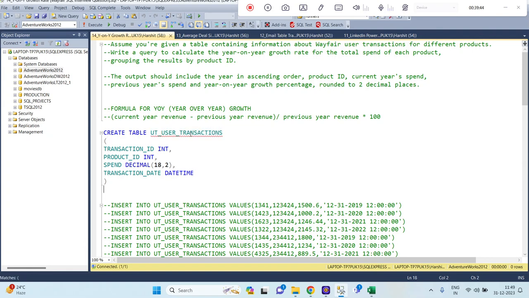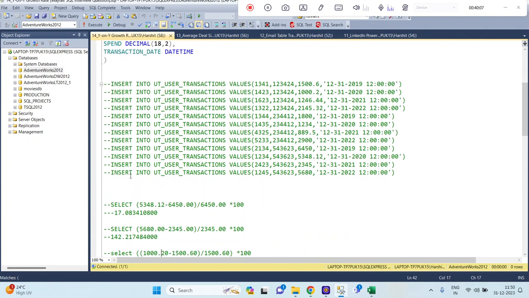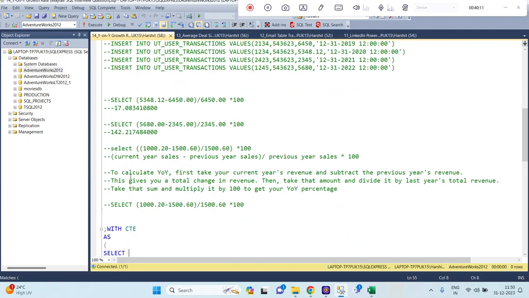So this is the table. Transaction ID, product ID, spend and transaction date columns are there, right? This is the user transaction table, given with transaction ID, product ID, spend and transaction date, right? I have created the table. Let me show you the data.